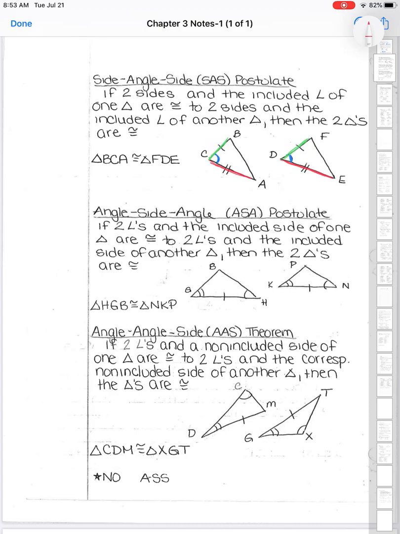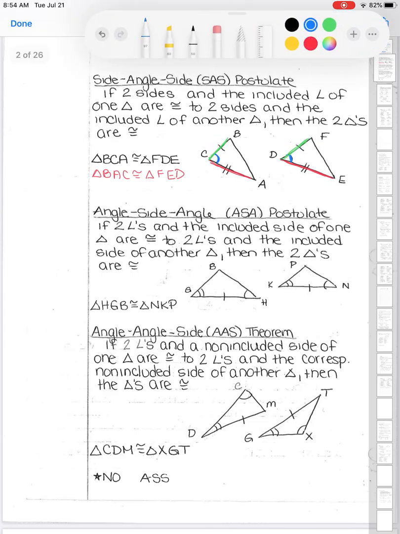And then we have our two side lengths. So we have CB and DF. And then we have CA and DE. So I just chose to write BCA. Triangle BCA is congruent to FDE.